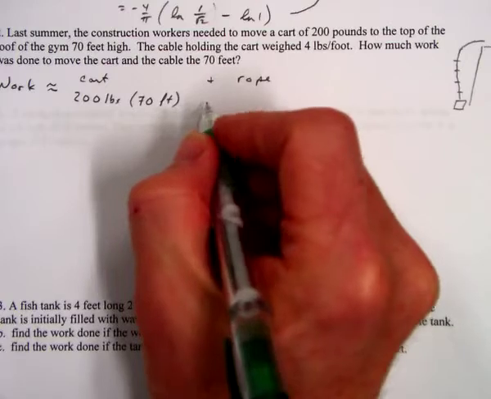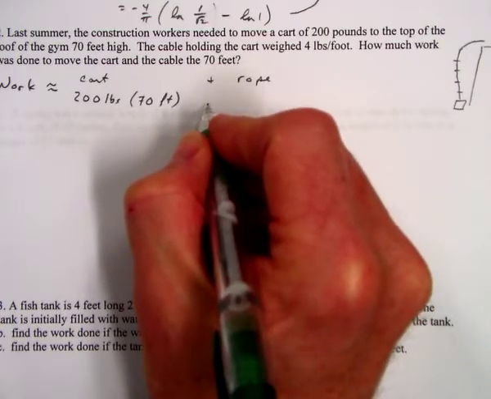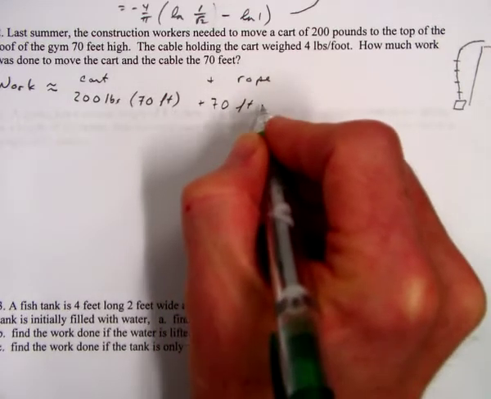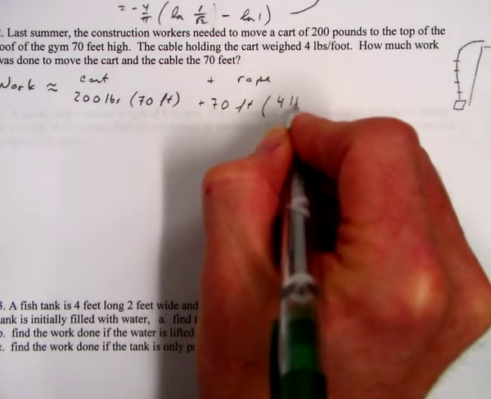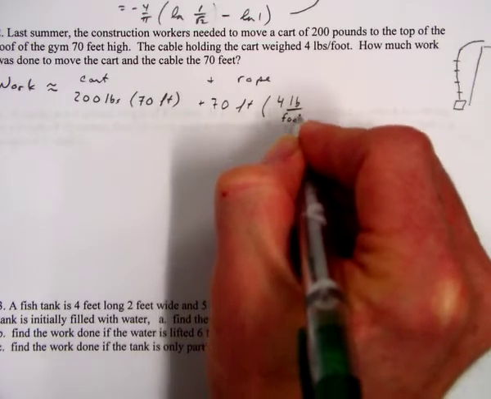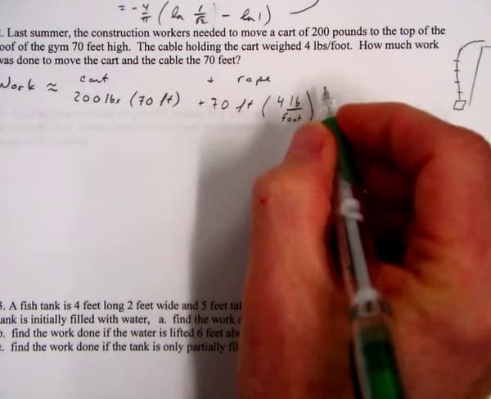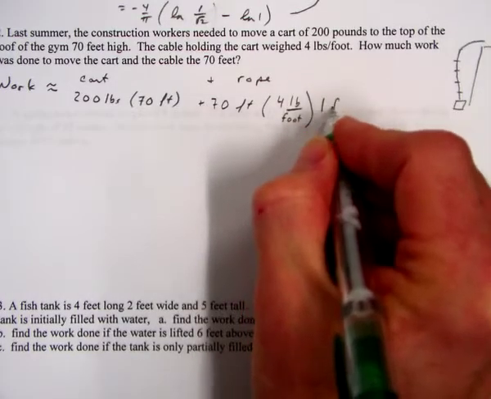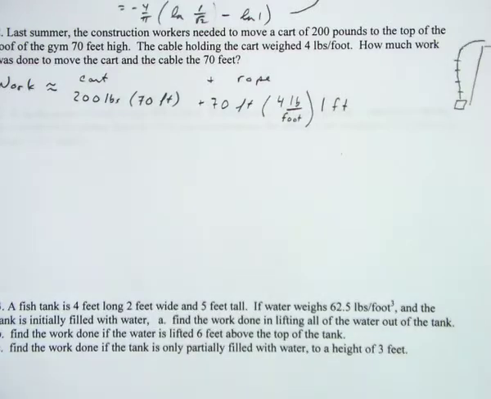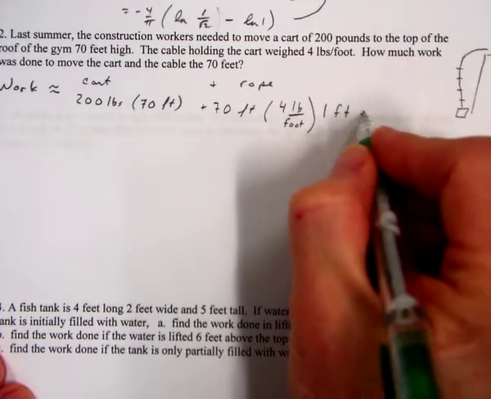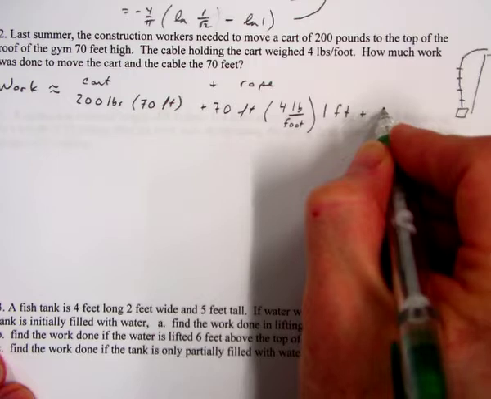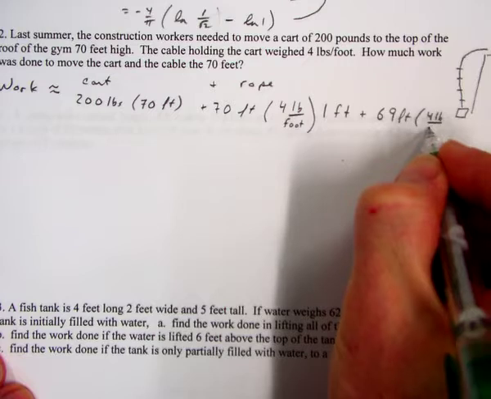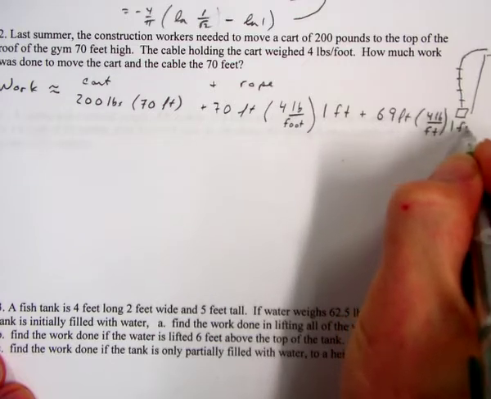So how much do we need to lift? At the beginning, we need to lift 70 feet of it. What's the weight of all of that? We have 4 pounds per foot. And we're going to break this up right now into a 1 foot section. All we're doing is breaking it up into pieces, and then we'll go from there. Once that one is brought up, then we have 69 feet left. The weight of that is 4 pounds per foot, and again, we're going to have a 1 foot section.